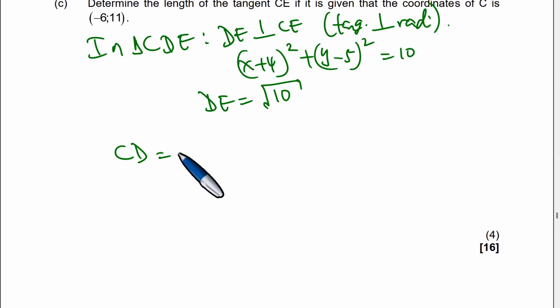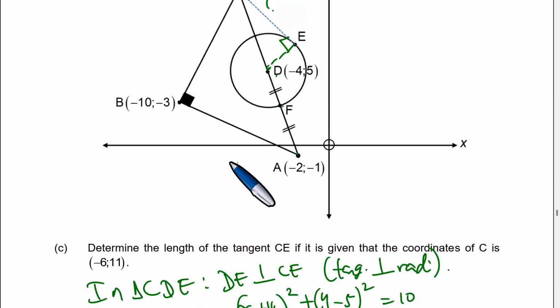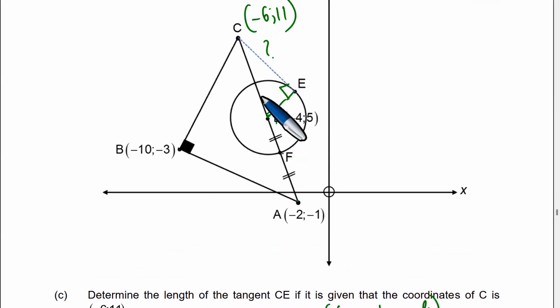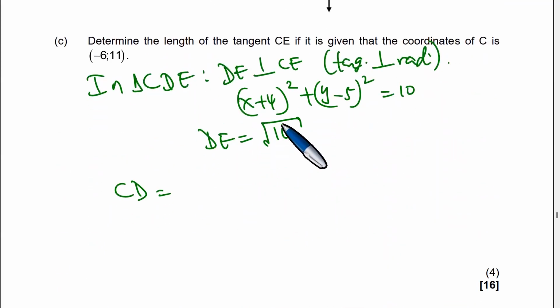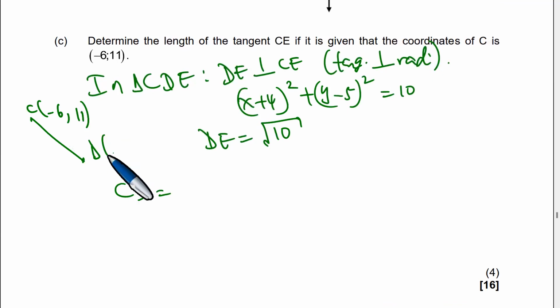Now, CD, you can easily get, because you already have the coordinates of C and those of D. The coordinates of C are -6 and 11. Those of D are -4 and 5, which is x1, y1, that is x2, y2.